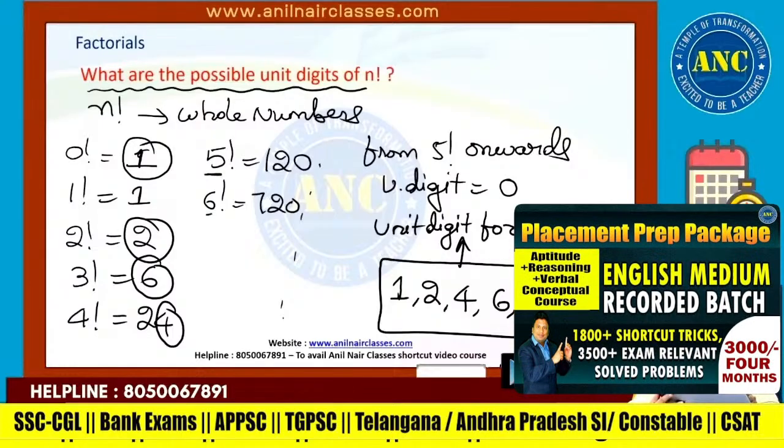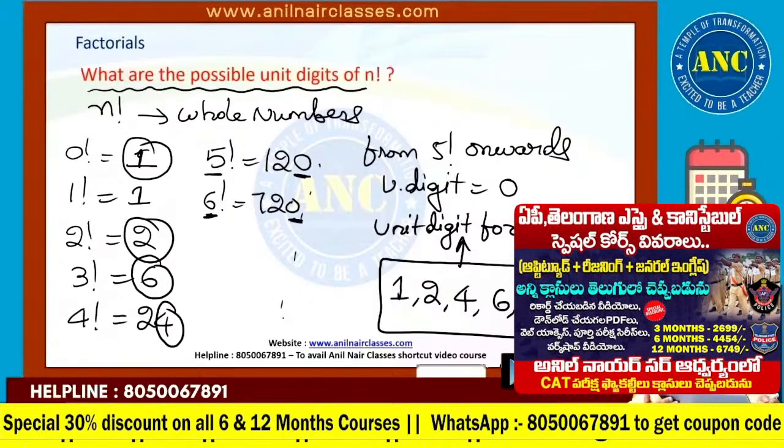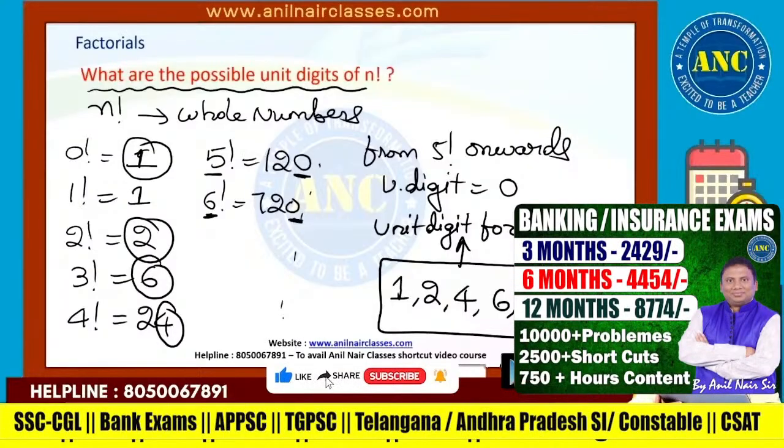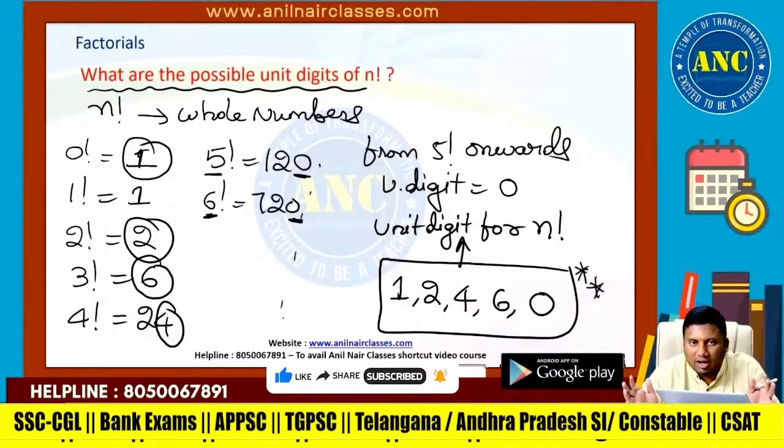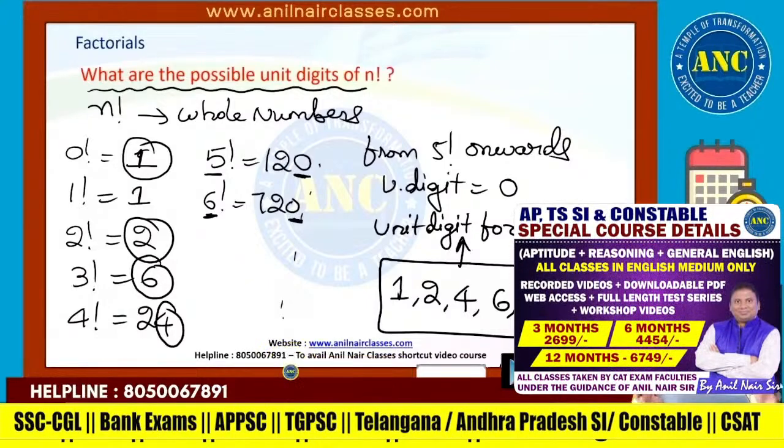Because from 5 factorial onwards, the unit digit is 0. In the previous cases I got different values: 1, 2, 6, 4. From 5 factorial it is 0. So the possible unit digits are 1, 2, 4, 6 and 0. Got the idea? Very good question to tell all the possible unit digits for factorial.